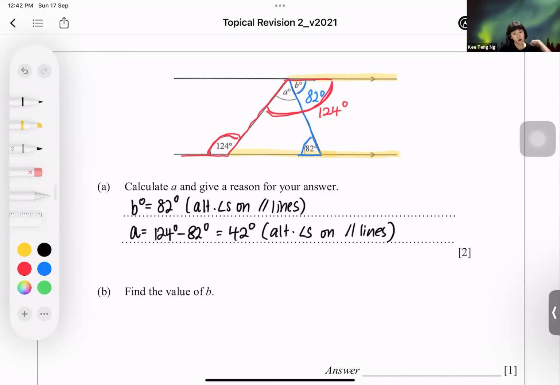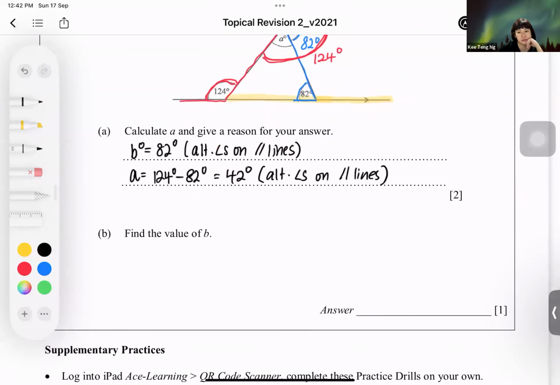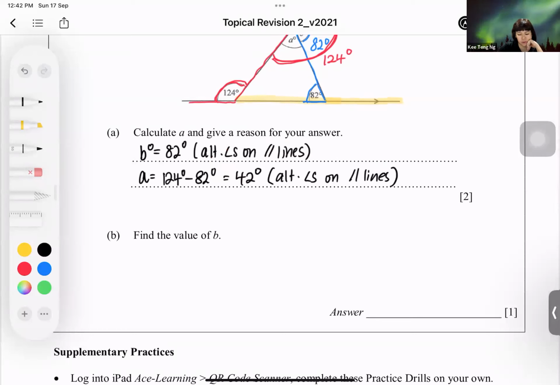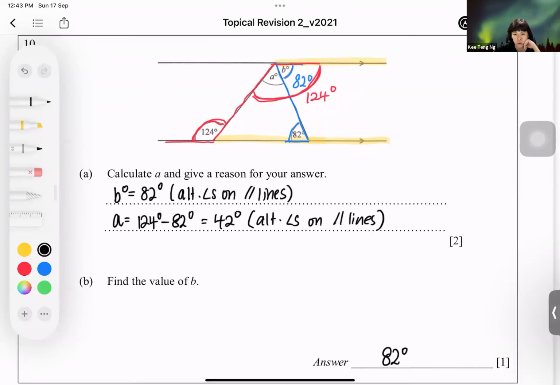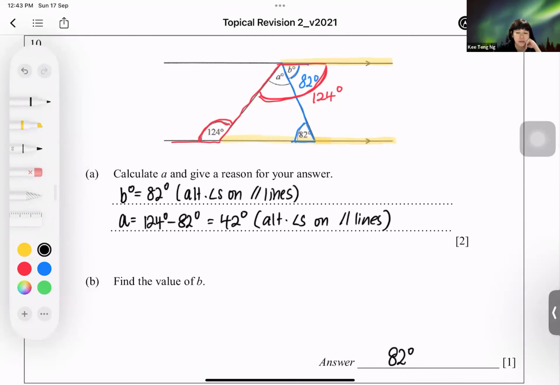Okay, have you gotten your answer? Find the value of B, be straightforward, right? Then the value of B will be 82 degrees. Now, this is the common method that most of the students will attempt, and you can still get the answer correct. But there's actually one shortcut to get the answer for A directly.